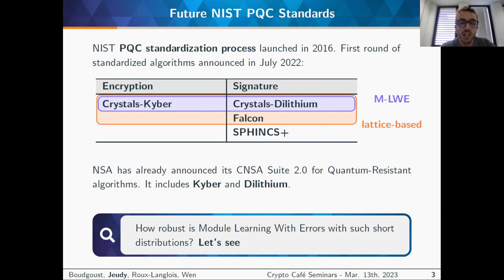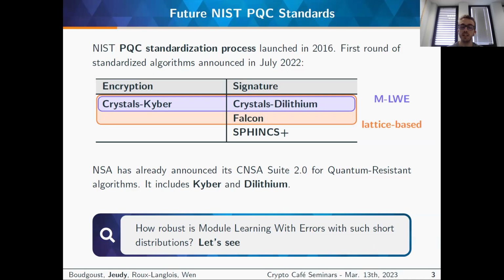They launched a post-quantum standardization effort back in 2016. And in July last year, they announced the first round of standardized algorithms. For encryption or key encapsulation mechanisms, we have Crystals-Kyber. And for signature schemes, we have Crystals-Dilithium, Falcon, and SPHINCS+. The ones that I highlighted in orange are based on lattices, so are part of lattice-based cryptography, which I'm going to talk about in a second. And the first two, Kyber and Dilithium, are directly based on the hardness of the module learning with errors problem, which is the one that I want to focus on in this talk. And one thing that is even more pressing is that the NSA has already announced its CNSA Suite 2.0 for quantum-resistant cryptography, and it includes Kyber and Dilithium.